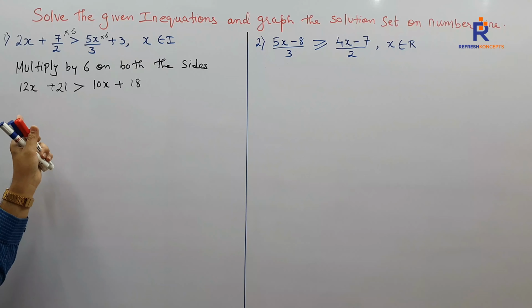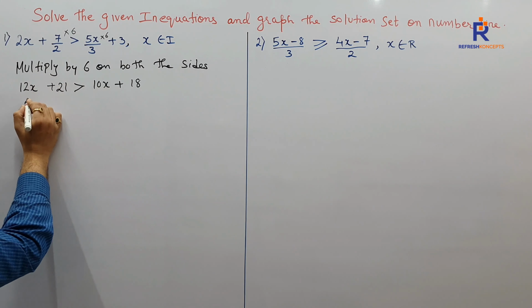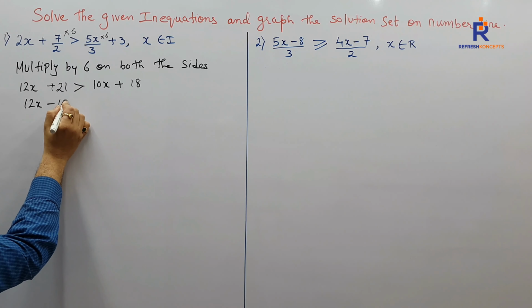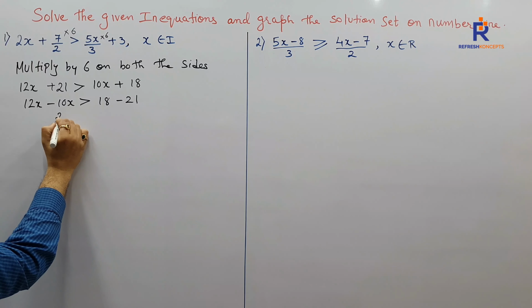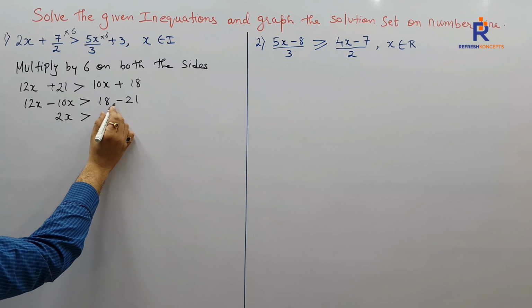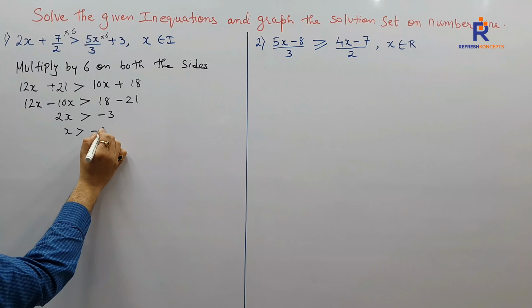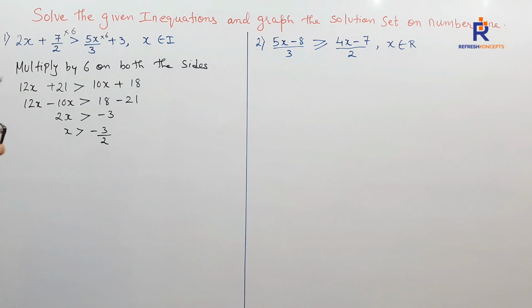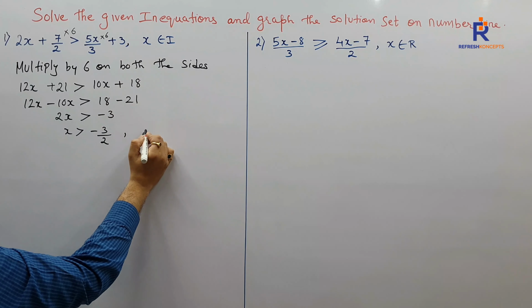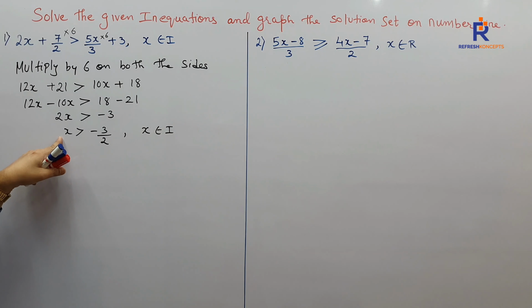Now shift all the variables on one side and constants on the other side. When I place this here, 12x minus 10x greater than 18 minus 21, 2x is greater than 18 minus 21, it's minus 3. X is greater than minus 3 by 2. Here I shall write down x belongs to integer. Dividing by 2, x is greater than minus 3 by 2, x belonging to integer.